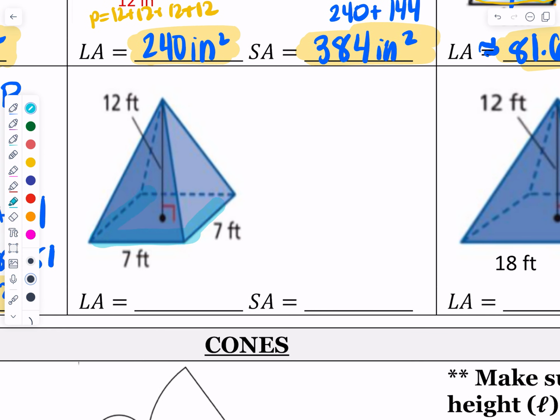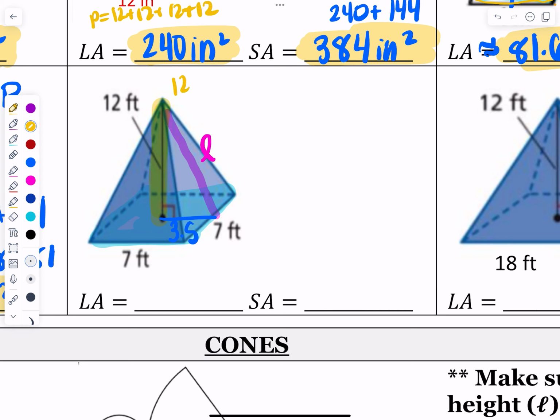All right, here is a base. This is a square base. Now on this one, they give you an internal height. That's going to be what we use for the volume. So we are going to have to find our slanted height, which is this piece. So we draw in here. This is going to be half of 7, which is 3.5. And we want to find our slanted height.